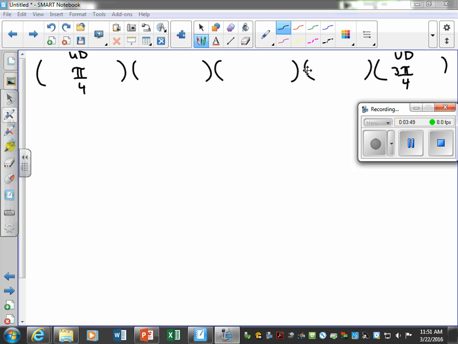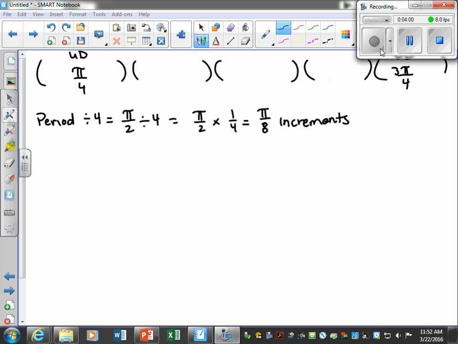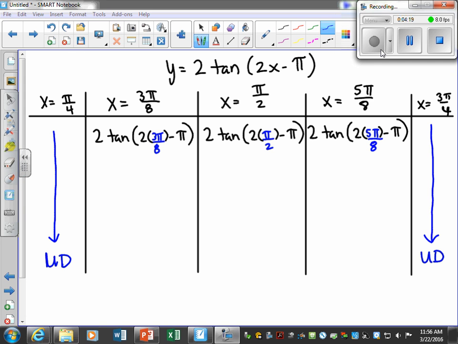We need equal increments to get to these other x values. So we could take our period and divide by 4 to get these other ones. So I want you to pause the video and do that. We can see that we have pi eighth increments, so now add pi eighths to this, and so on and so forth till you get all of your x values. Okay, so pi fourths, 3 pi eighths, pi halves, 5 pi eighths, 3 pi fourths. Alright, let's set up a table on the next page.